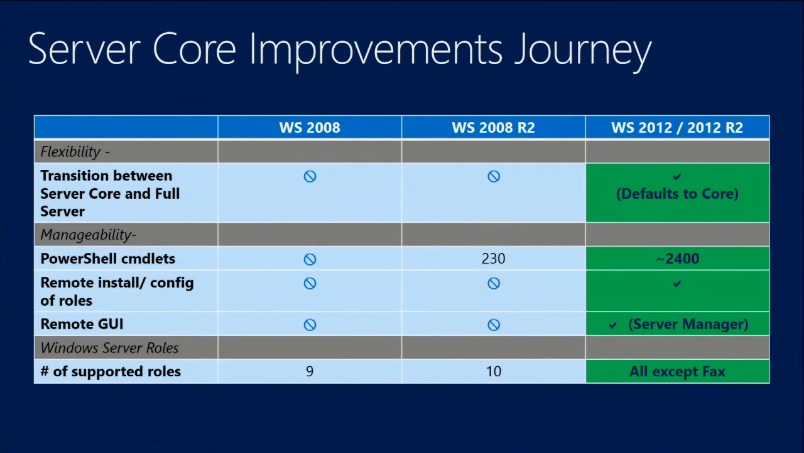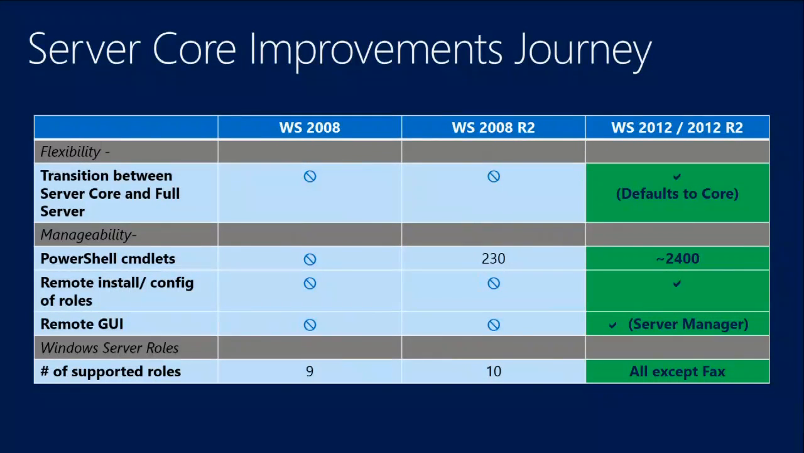Let's talk about the Server Core journey. So you've seen that we started Server Core in 2008. It was a deployment choice that you had to make at the beginning, and you basically had to stick with it. When we started, there was very little PowerShell, or actually no PowerShell available back then. You could not do remote management of the server in the way that you can do today. We had a few first supported Windows Server roles on Server Core. We improved in Server 2008 R2, but really in 2012, we made a major leap forward.